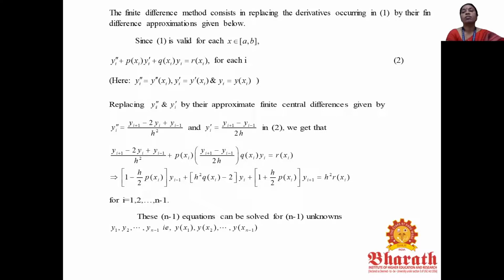Then we are collecting the terms with y i plus 1, that is (1 plus h by 2 into p of x i) into y of i plus 1 is equal to h square into r of x i. This h square we are taking to the RHS. So for i equal to 1 to n minus 1, these n minus 1 equations can be solved for n minus 1 unknowns, that are y1, y2, etc., y n minus 1, as we know the initial value y0. So we are getting the values of y of x1, y of x2, y of x3, etc., y of x n minus 1.